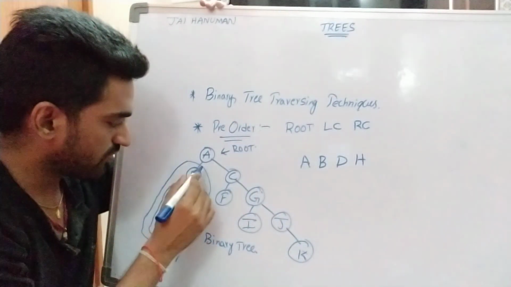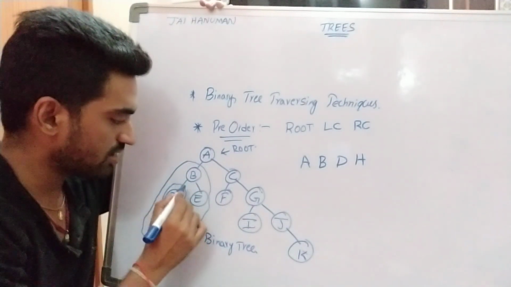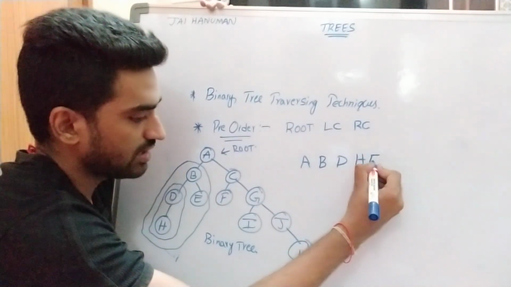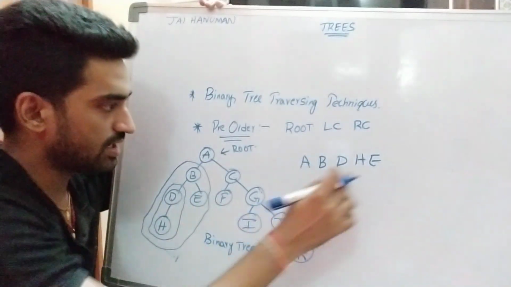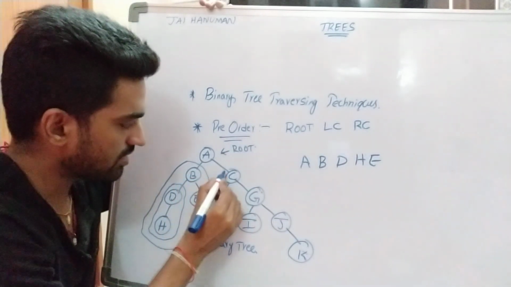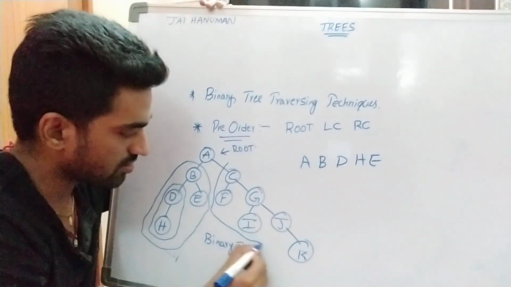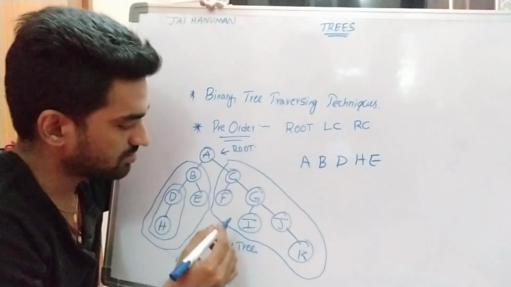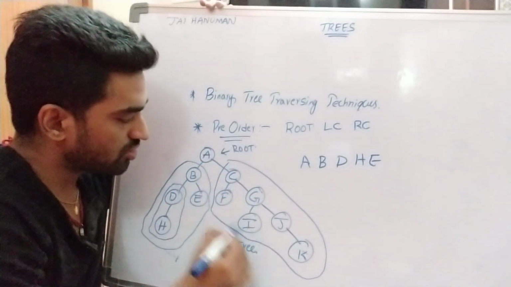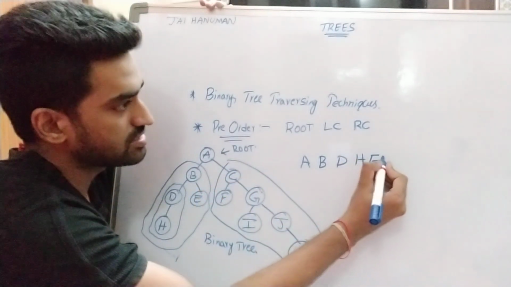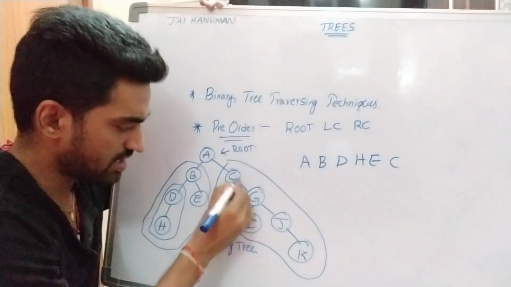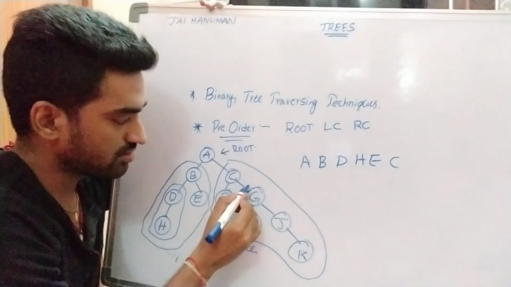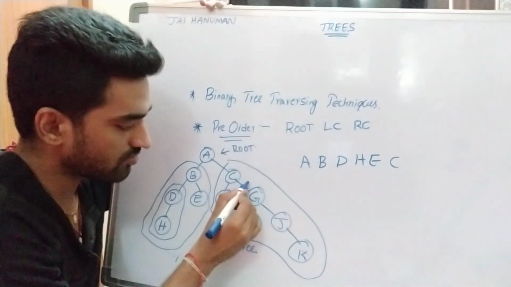For this entire subtree, what is the right child? E. E is visited. Then we consider the right subtree. For this right subtree, what is the root node? C. So C is visited. For C, there is a left child and a right child. Here the right child again contains one more subtree.